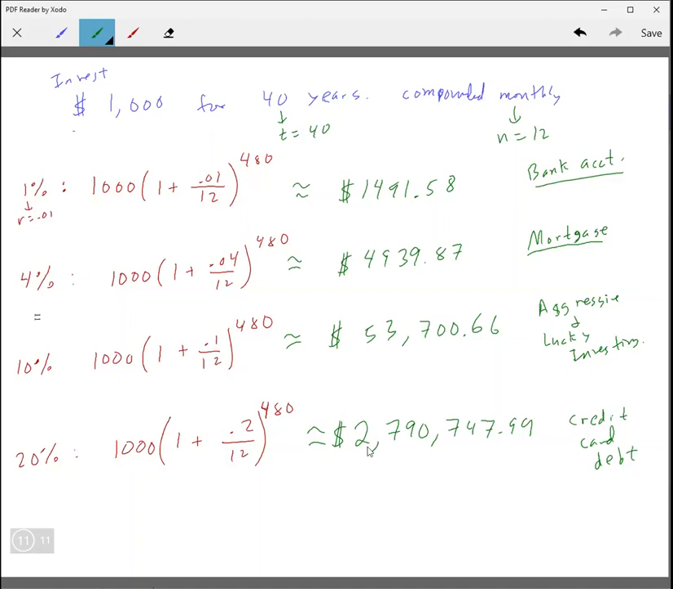So you want to avoid this like the plague, okay? Because we're talking $2.8 million from just $1,000 in 40 years. Credit cards are fine, but you just have to pay off the balance every month, so you don't pay any interest. A lot of credit cards will give you cash back, or points, or miles for airlines. Those are good things to have, but you don't want to ever carry a debt on it.